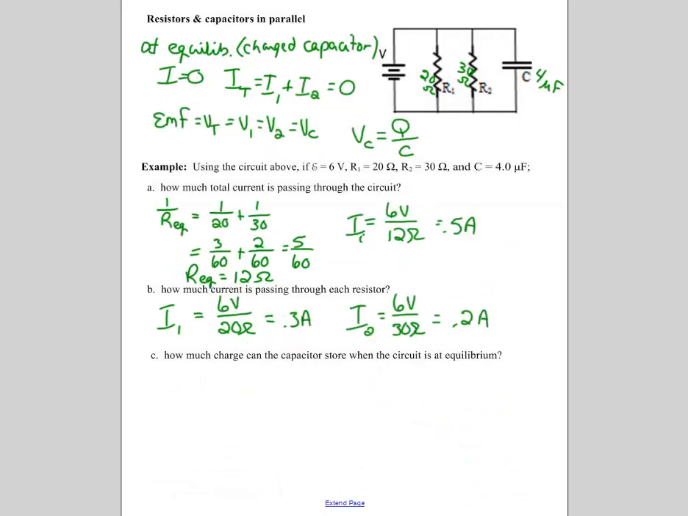How much charge can the capacitor store when the circuit is at equilibrium? Well, charge is capacitance times voltage. So I have 4 microfarads times 6 volts, and so we have 24 microcoulombs is our charge. And that's some simple examples of RC circuits. We have to break it apart and do the resistor part and the capacitance part, and remember that it doesn't happen all at once, and as time goes on, the system changes.